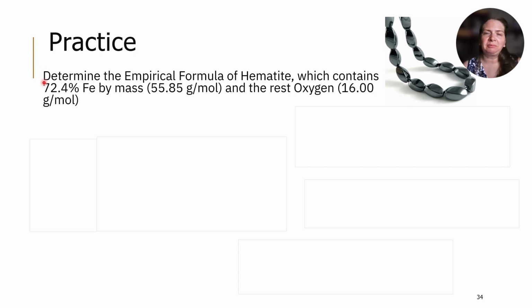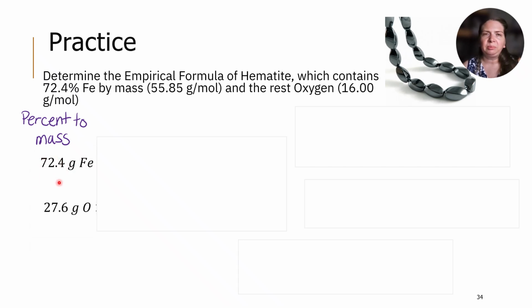Here's a practice problem for you. Determine the empirical formula of hematite. Hematite contains 72.4% iron by mass, and the rest is oxygen. The molar masses are provided. You can tell that these are the molar masses from the units on the value, grams divided by moles. Your first step is to convert percentages into mass. Assume 100 grams of the compound.